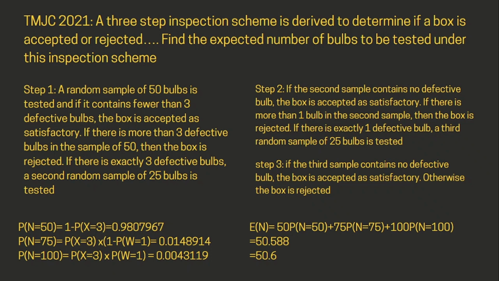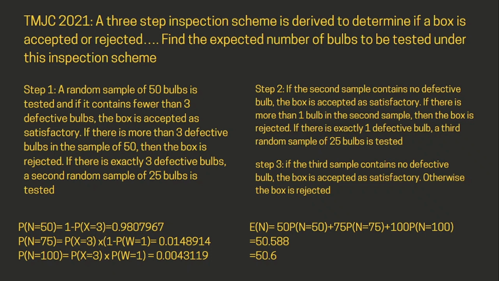Then the third probability, it's just going to be the very specific scenario where we get p equals 3, and W equals 1. So what this means is that the first box we get exactly 3 defective bulbs, the second box we get 1 defective bulb, and whatever happens in the third step, it doesn't matter because either way we're going to use another 25 bulbs. So that's how we ended up getting our expected value.